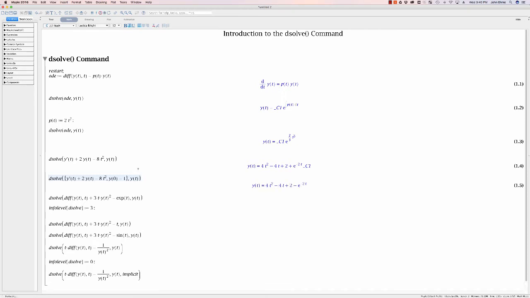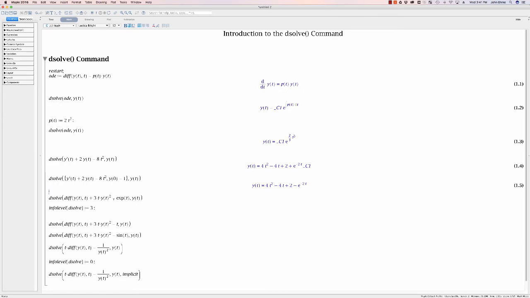If you then hit enter, the output will be what we call a particular solution in class, where I have solved for the constant, and judging from this, it looks like the constant would be -1 here. So y of 0 equal 1 forces C1 to be -1.